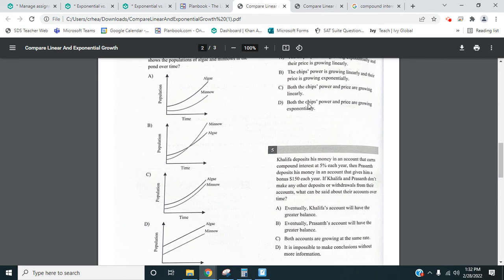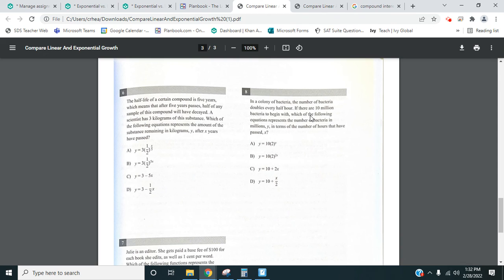Number 5 is A. Eventually, the exponential will overtake it. Number 6 is half-life. Half-life means it's cut in half. So if I start with 8, I cut it in half, I get 4. If I cut that in half, I get 2. If I cut that in half, I get 1, and then a half. I'm not taking away the same amount each time. It has to be A or B.